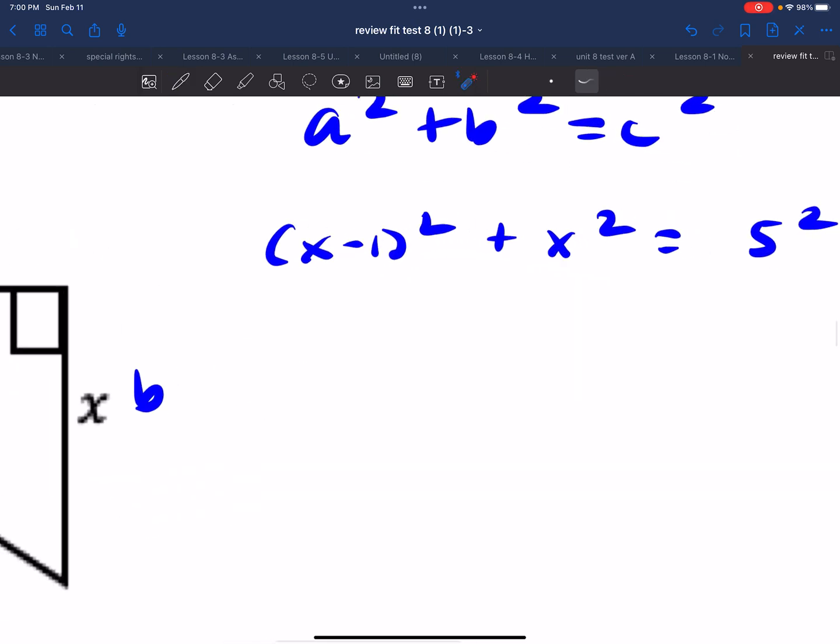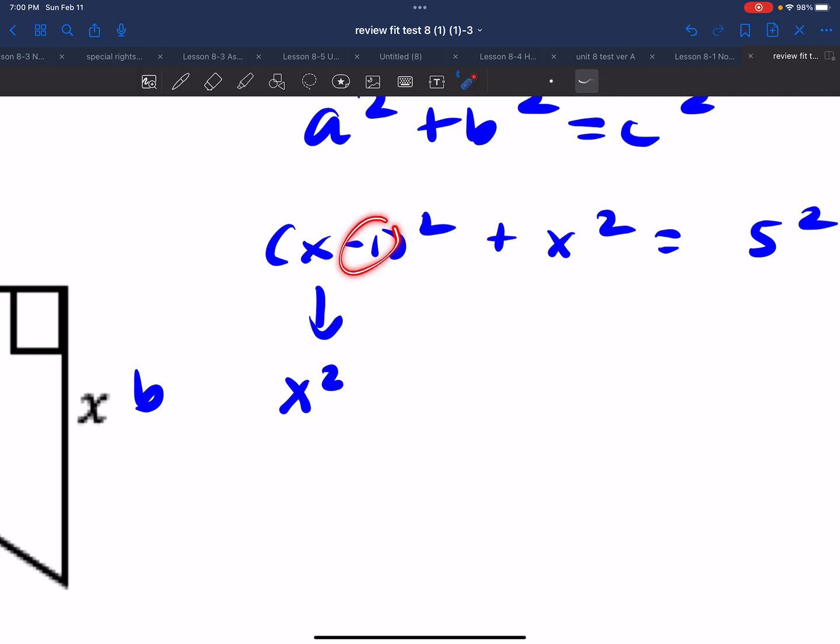And then I have x minus 1 the quantity squared, which is basically x minus 1 times x minus 1. Or, remember, I showed you the faster way of doing this. You know for sure when you FOIL, you're going to have x squared as part of your answer.